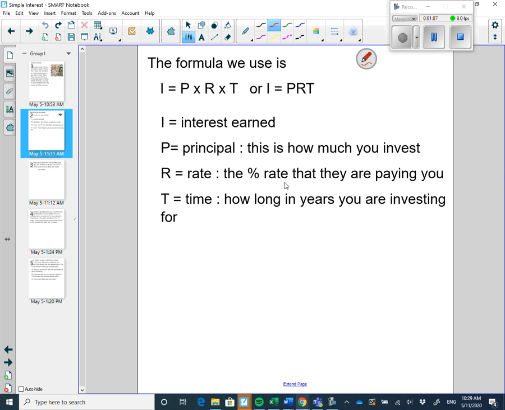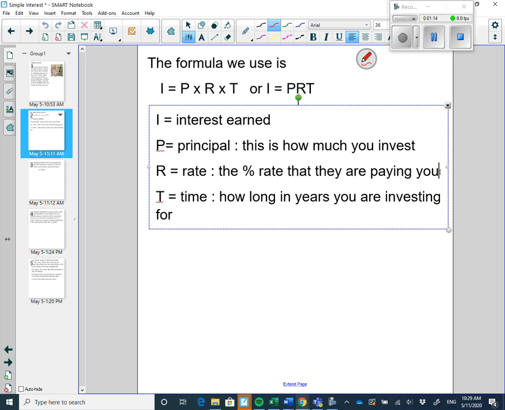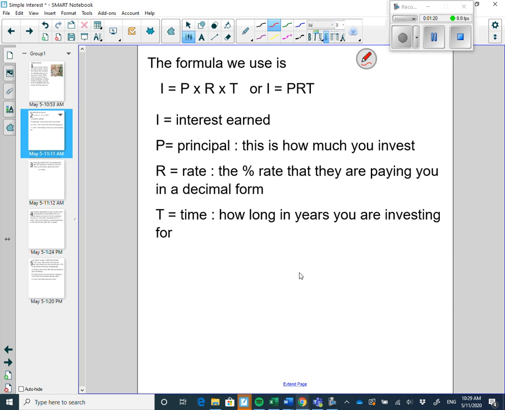R stands for the rate. That's the percent rate that they are paying you, in a decimal form. I should have put that in here, I'm going to add it in. So you have to convert that percent rate to a decimal. And the T stands for time, how long in years you're investing it for. Generally, simple interest is not paid out over long terms. It's usually a short term kind of thing, but we're going to go ahead and use time in years. So it must be in years.